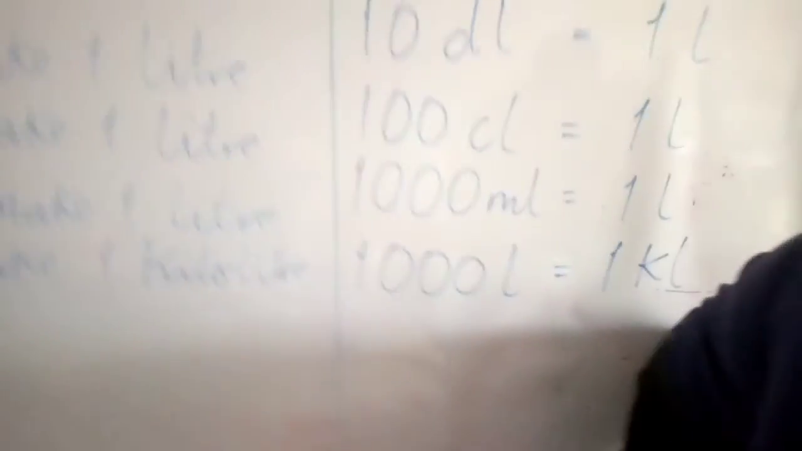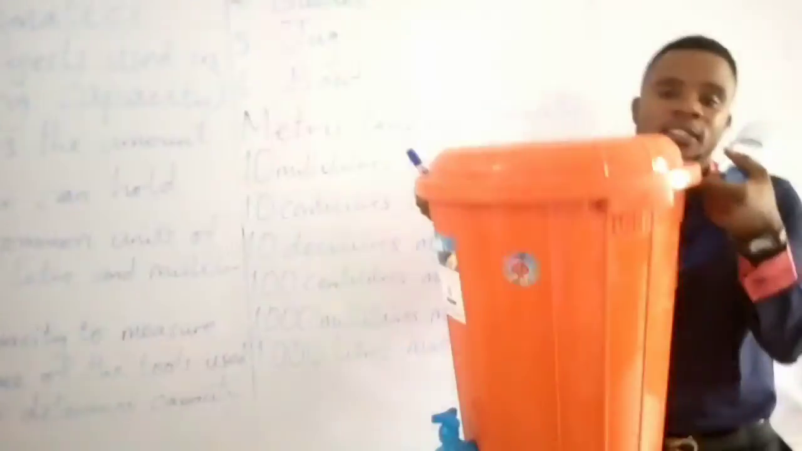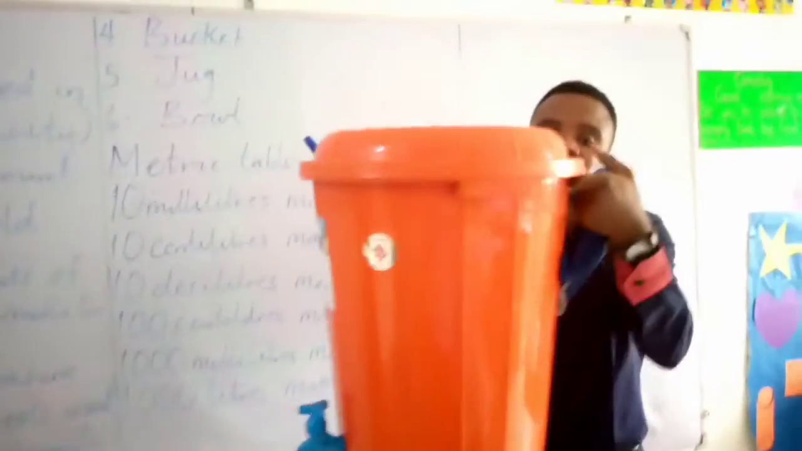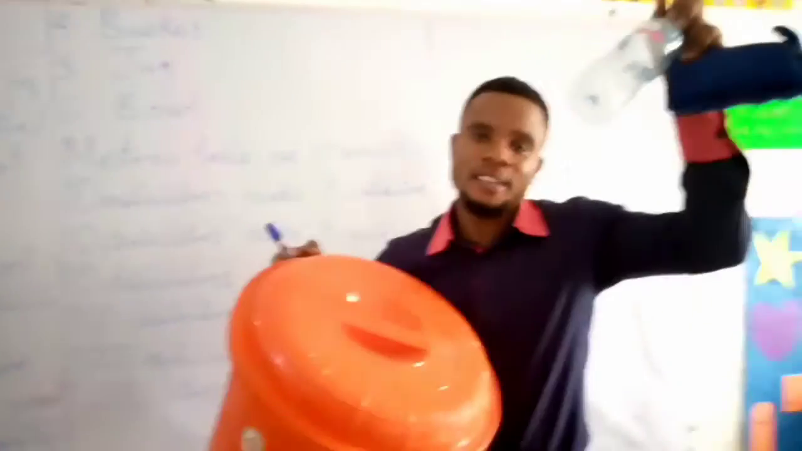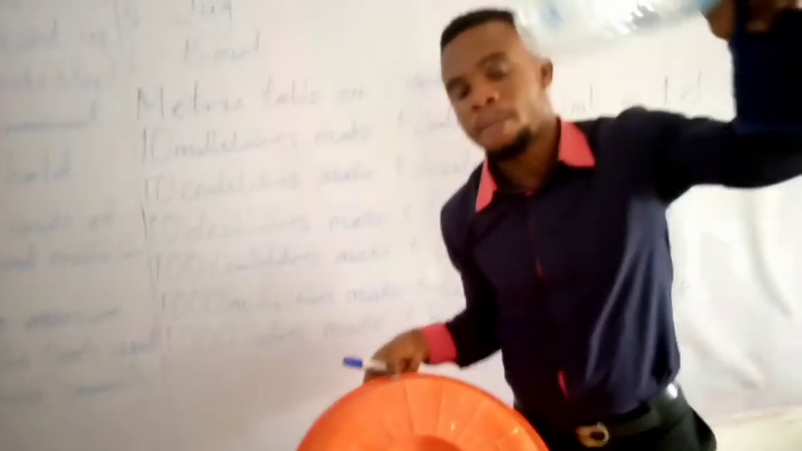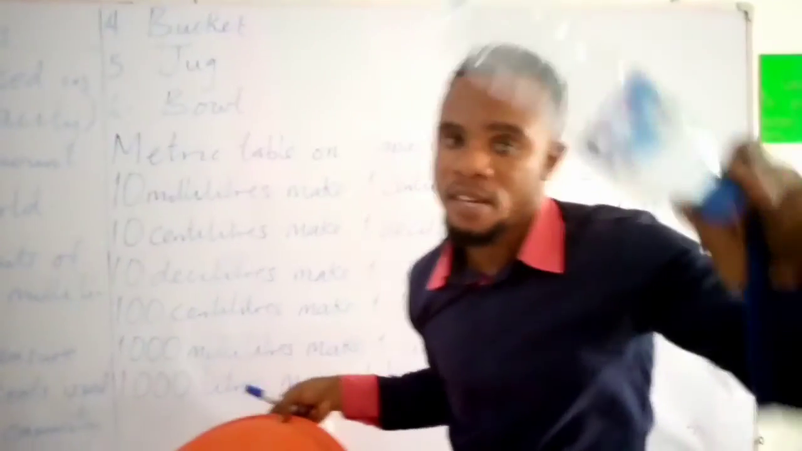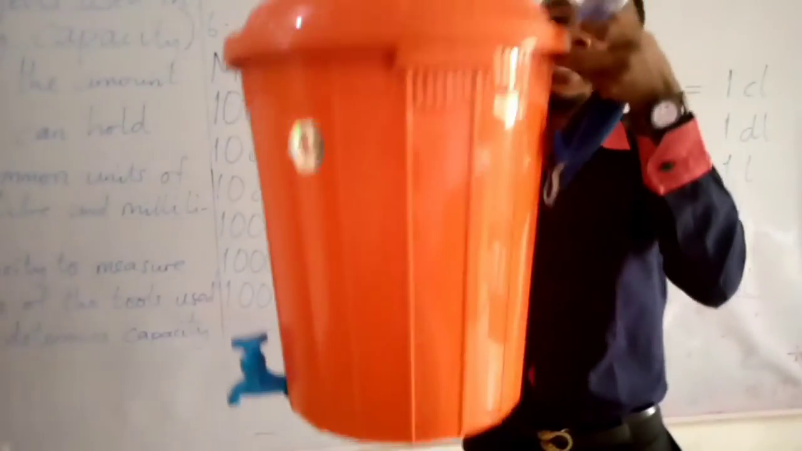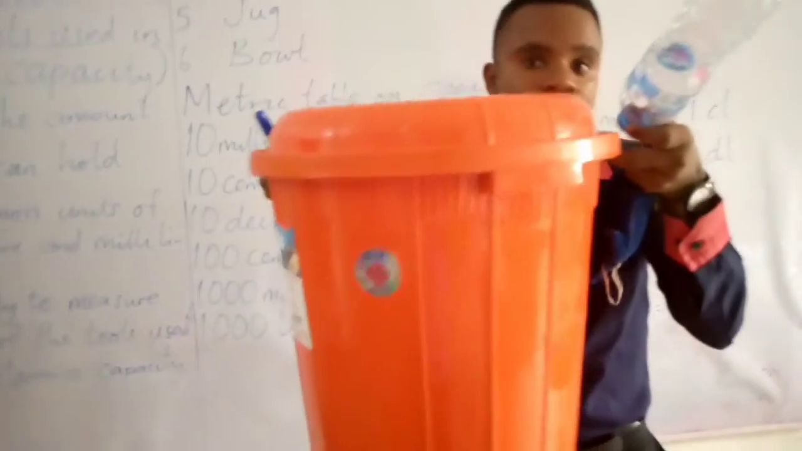Now this is also a capacity. Can you see how big this is? You can compare it to this. This is bigger and this is smaller. This is measured in milliliters. Any small capacity is measured in milliliters, and this is measured in liters because it's bigger, so you can't put it in milliliters. It's in liters.